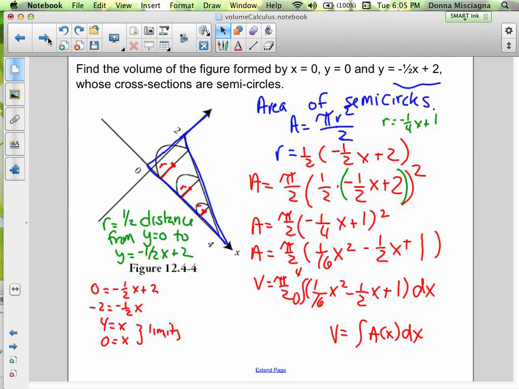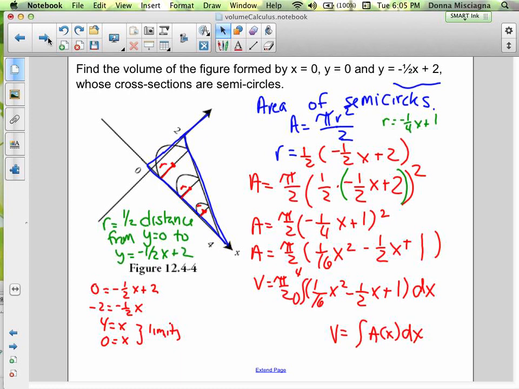So we want to find the volume of the figure formed by x equals 0, y equals 0, and y equals 1/2 x plus 2. So those three lines create our shape. We have a triangle shape there, but that's not what's important. The important is the cross sections. The triangle shape is going to help us define that. That defines y, and that defines what the values are for the cross sections. It defines what our radius is.